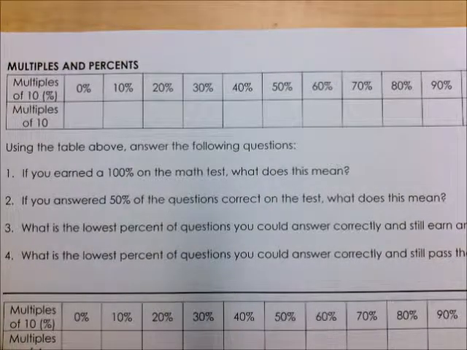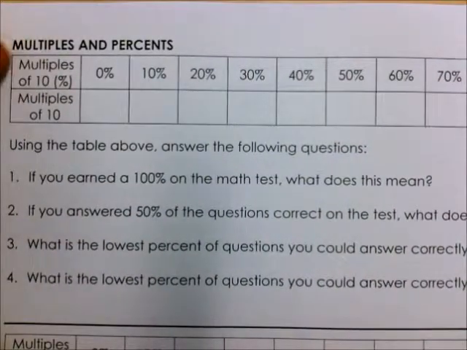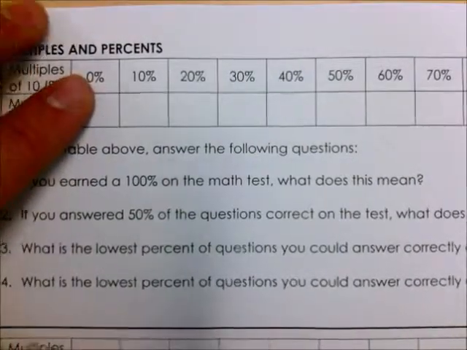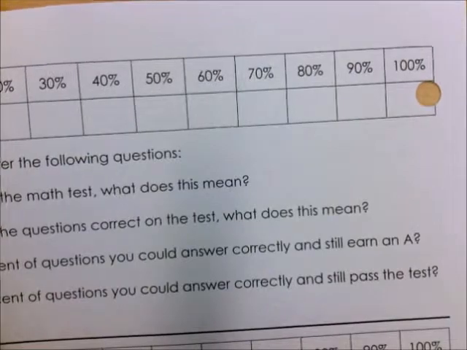So right here, we're just relating percentages to multiples to start off with. We're going to be looking at easy percentages. As you can see, it says multiples of 10% up top right here. So you're going to start off with 0%, and it's going to go all the way to 100%, and we are counting by tens each time. So 10, 20, 30, 40, 50, 60, 70, 80, 90, 100%.